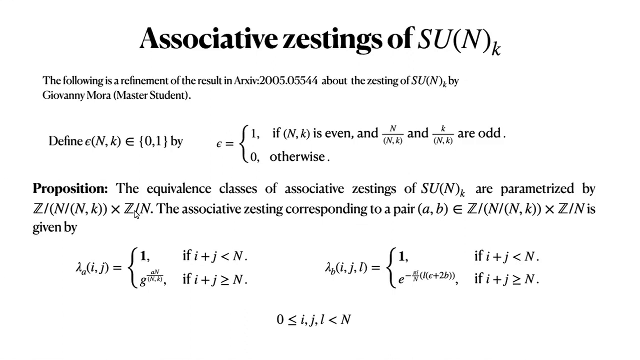So the thing is, the equivalence classes, this is something that I didn't define, but there is a natural notion of equivalence of associative zestings. But equivalence classes of associative zestings are parameterized by just pairs of numbers. Here it is Z mod N divided by the GCD of N and K, and Z mod N. For example, in the case of SU(3) level 3, this of course will be just 1. So the equivalence classes will be parameterized by elements in Z_3 times Z_3.